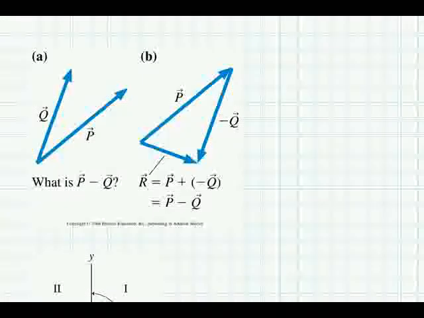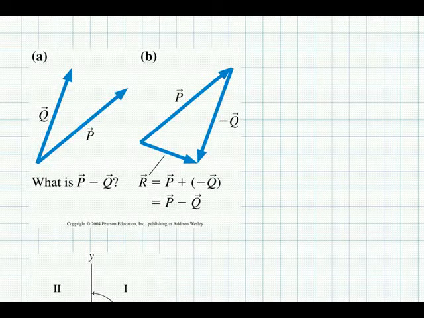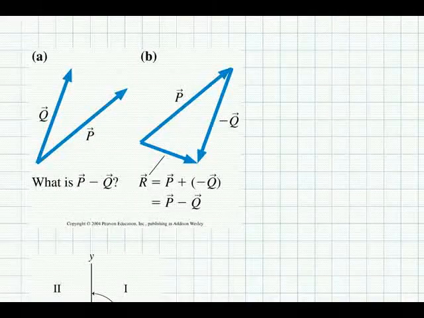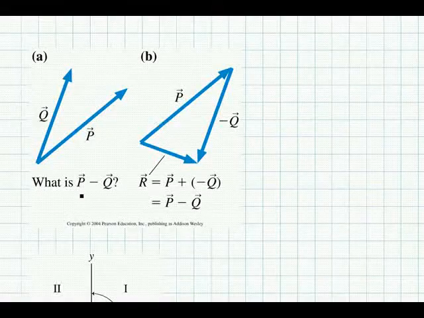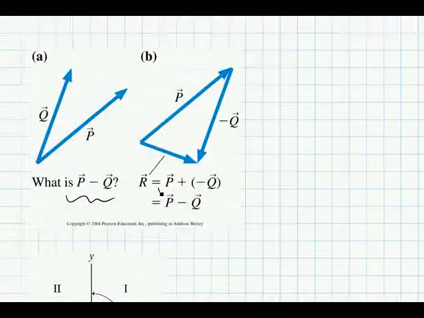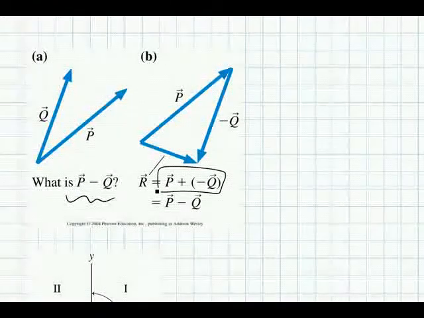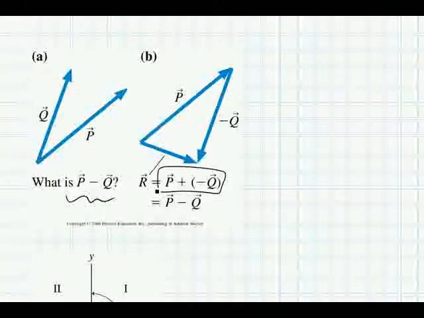And you can make use of this in subtracting vectors using either the parallelogram or the tip-to-tail technique. So if you're trying to calculate what vector p minus q is, then you can calculate p plus minus q using either, as I said, the parallelogram technique or the tip-to-tail technique.